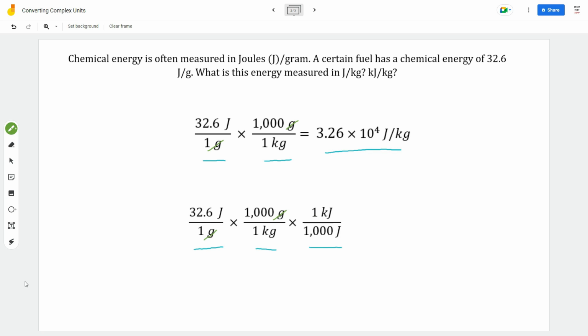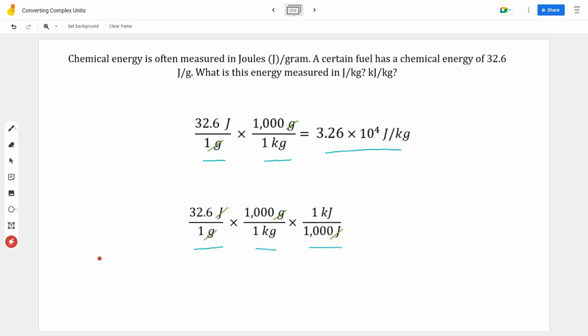Now notice how this cancels. At this point, we're used to canceling from this conversion step, but notice my joules are actually going to cancel with my original number. This is why I wanted to show it in 2 steps. So my joules cancel, and now I'm left with kilojoules.